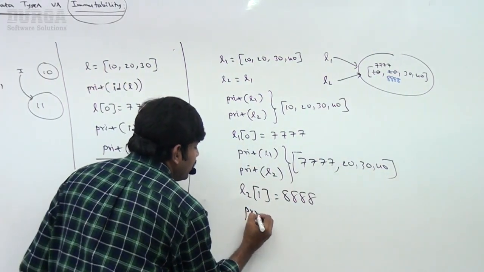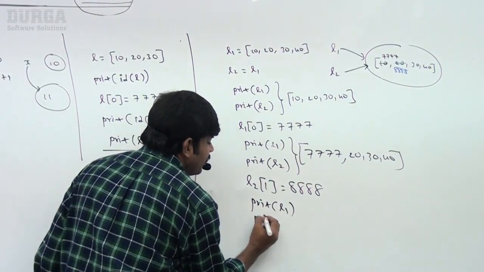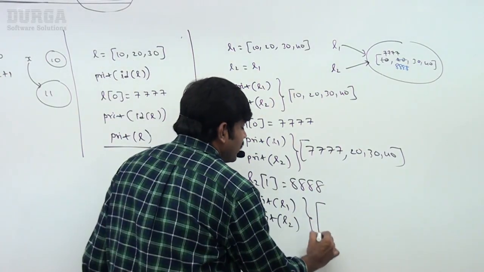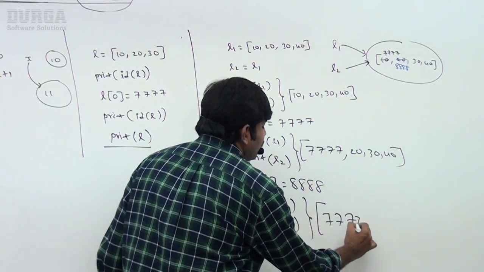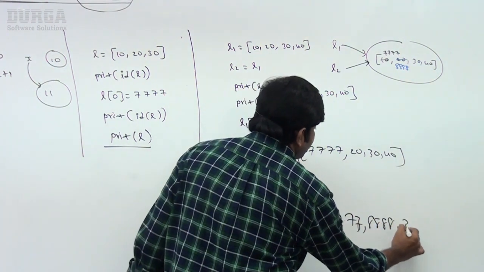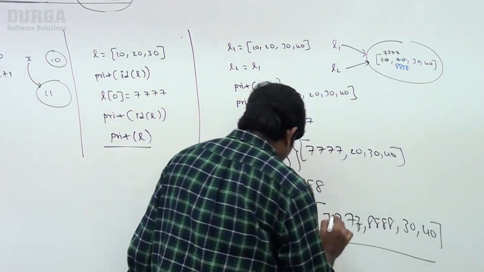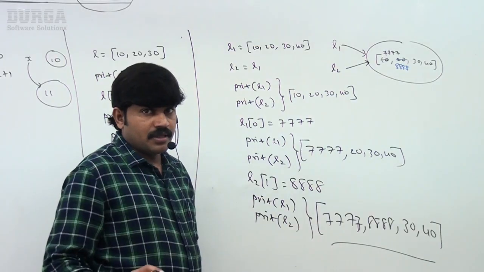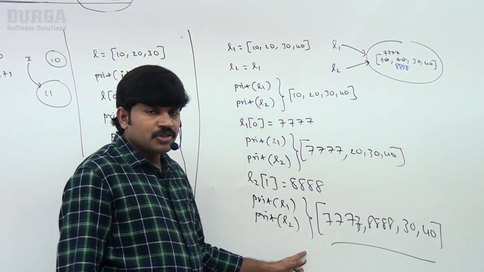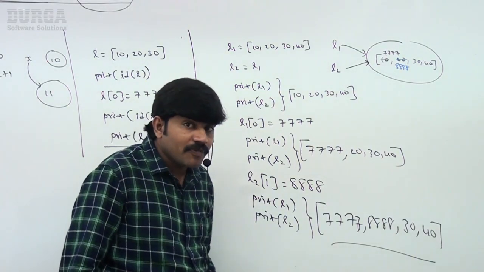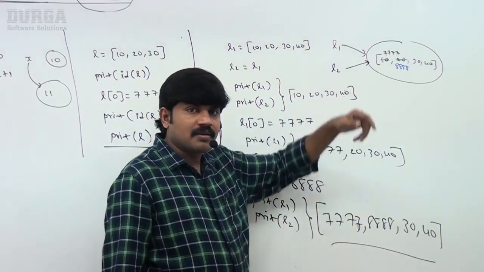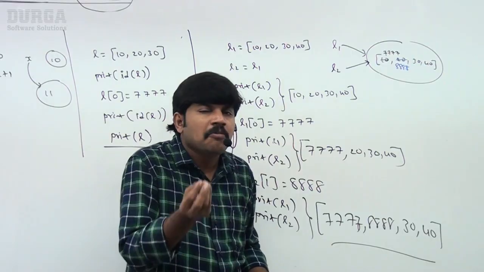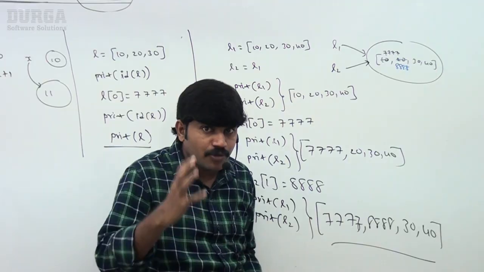Now print of L1, print of L2. What answer are we going to get in both cases? 7777, 8888, 30, 40 is the answer we are going to get. Friends, is everyone in a position to understand clearly? So in the case of a list, the modifications are happening in the same object or not? Yes, that's why list is mutable. So can you please explain a basic example to understand the mutability concept?